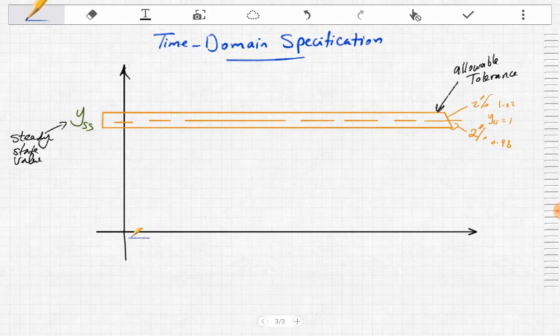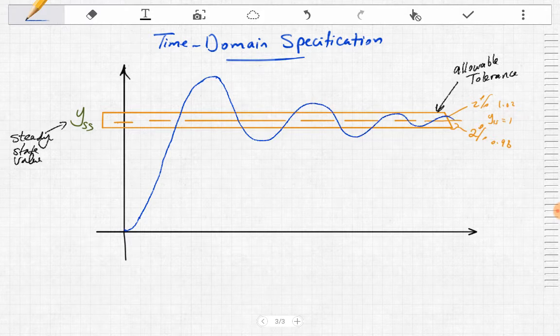Now let's look at the response. Start from 0 here. We'll go there, and then it will overshoot the value. It will not go to the steady state value for the underdamped case. It'll go up, and then it goes down till it decays.